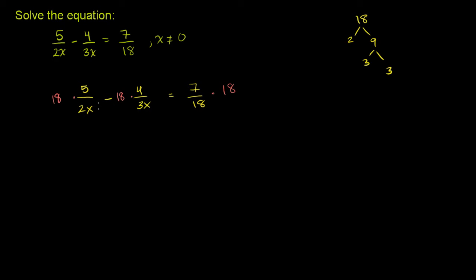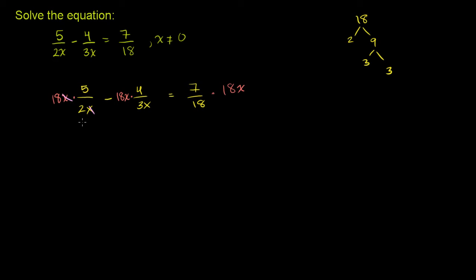So let's also multiply both sides of the equation by x so that we get rid of these. So we're essentially going to multiply both sides of the equation by 18x. We're taking essentially the least common multiple of 2x, 3x, and 18. This is the smallest number that is divisible by all three of these characters. Now, when we do that, our denominators will disappear.